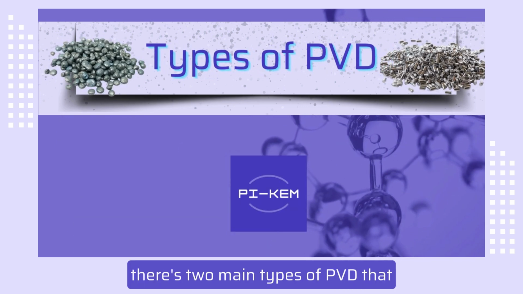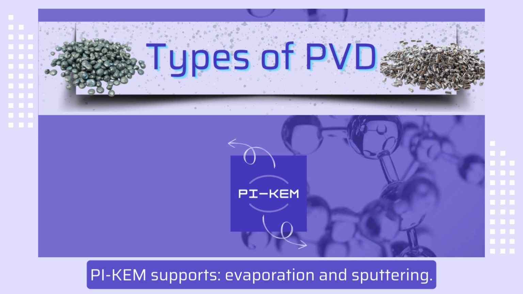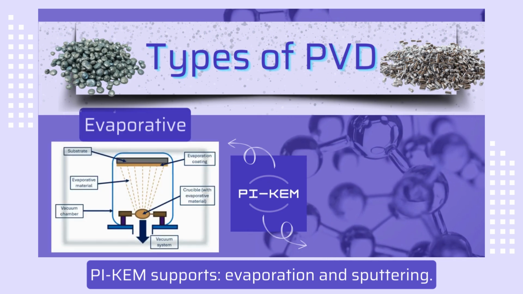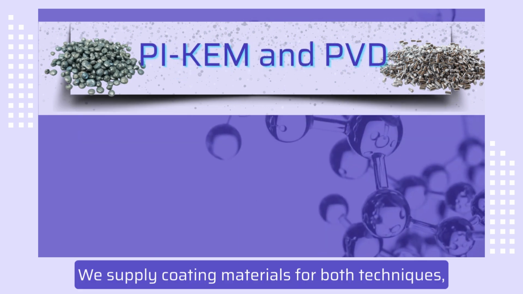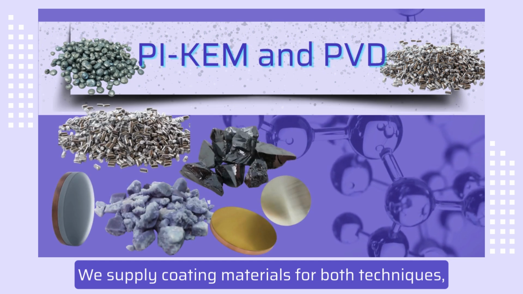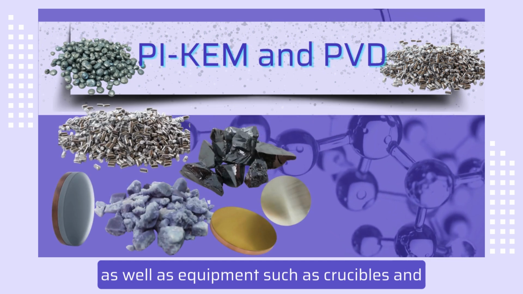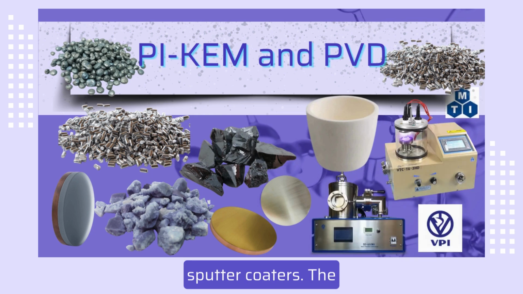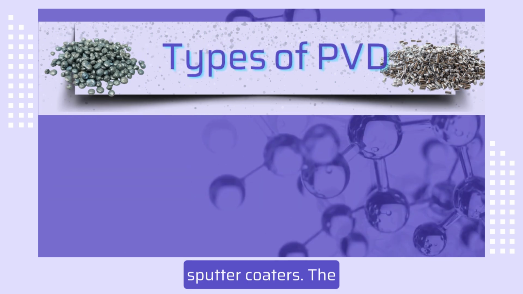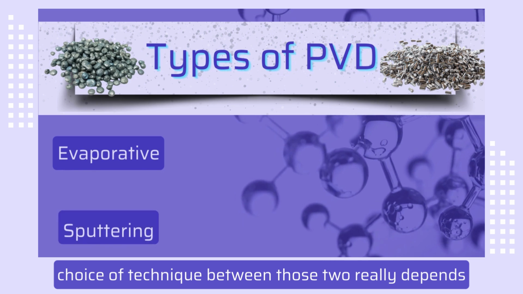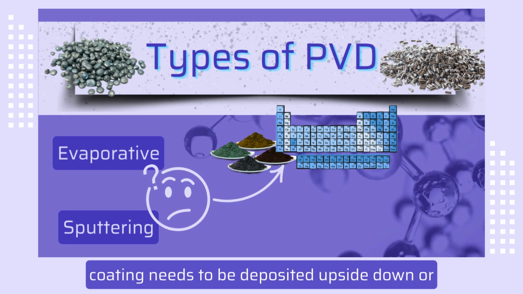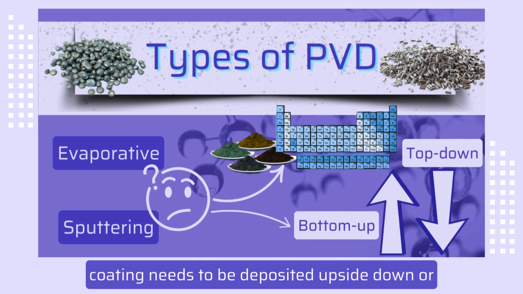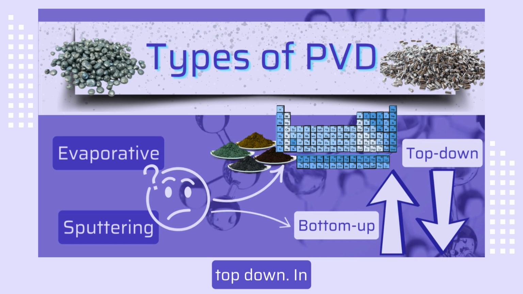Now, there are two main types of PVD that PI-KEM supports: evaporation and sputtering. We supply coating materials for both techniques, as well as equipment such as crucibles and sputter coaters. The choice of technique between those two really depends on the material that's being coated and whether the coating needs to be deposited upside down or top down.